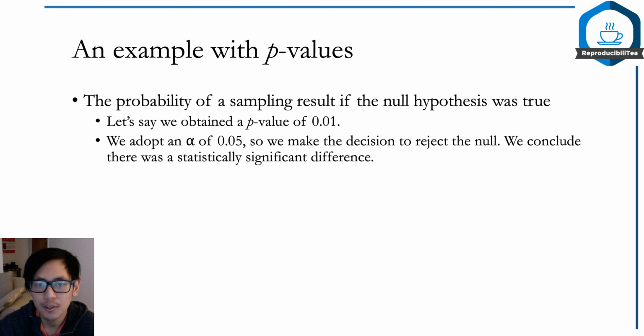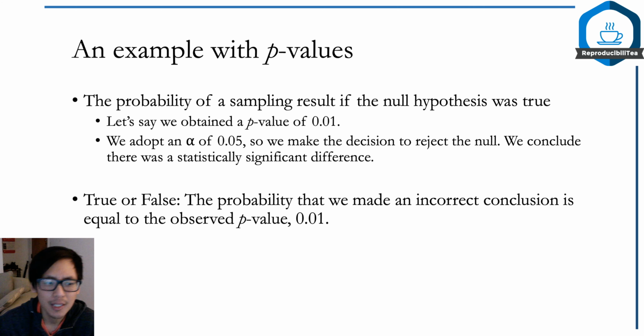So a p-value is defined as the probability of a sampling result if the null hypothesis was assumed to be true. Let's say we obtained a p-value of 0.01. We adopt an alpha of 0.05, so we make the decision to reject the null, and we conclude that there was a statistically significant difference. So is the following statement true or false? The probability that we made an incorrect conclusion is equal to the observed p-value, 0.01. Give you a moment to think about that statement.